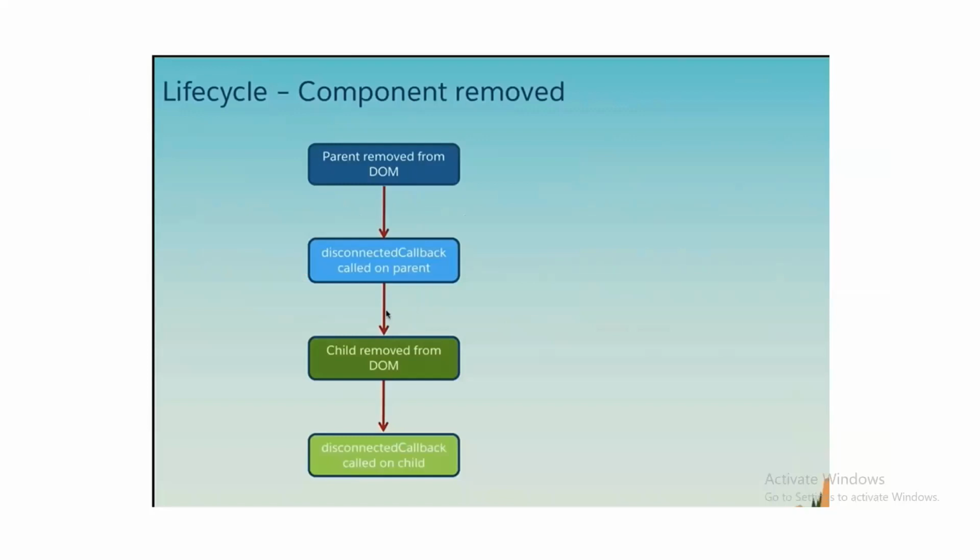This is also how the life cycle works when the component is removed. First the parent is removed from the DOM, then disconnected callback happens on the parent, and then the child is removed from the DOM, and then disconnected callback happens. This is the life cycle of how the component is removed. As of now I'm just giving a brief idea on these, but we will discuss them in detail, because this is a demo class. I'm just giving a brief idea about all the concepts which we are going to cover.